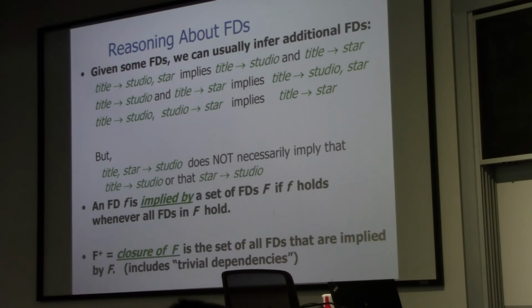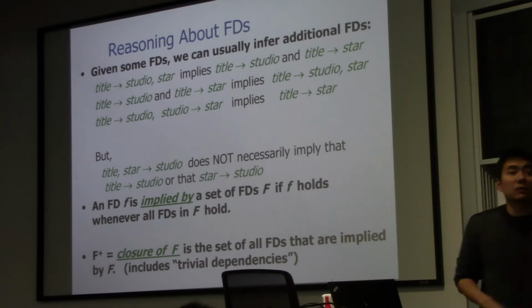The last one is what we call transitivity. If title determines studio and studio determines star, that implies title determines star. This actually requires some more effort in terms of the proof. Let me quickly summarize the proof.